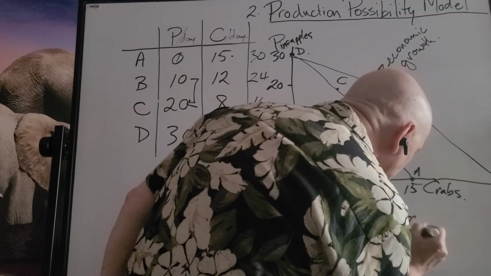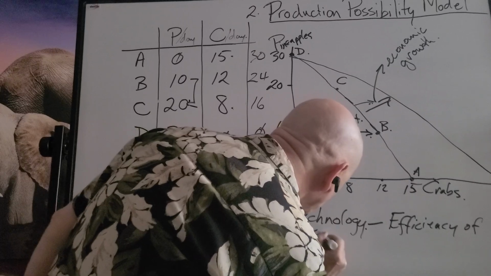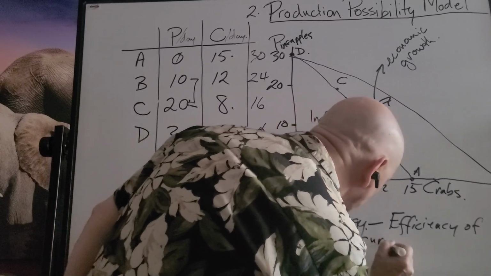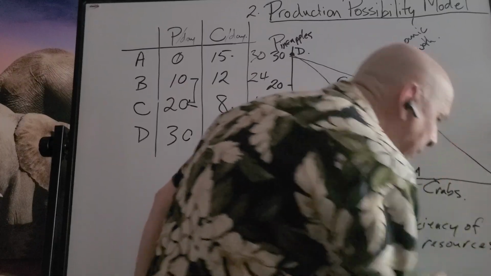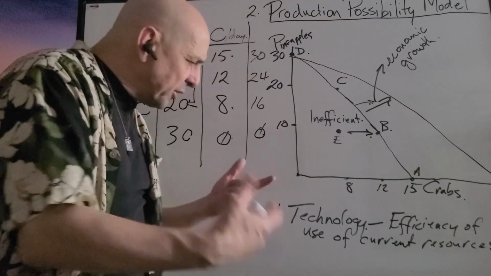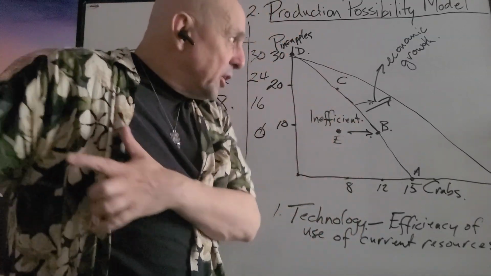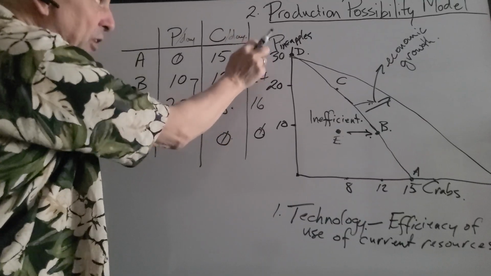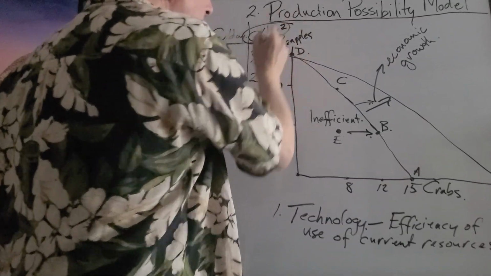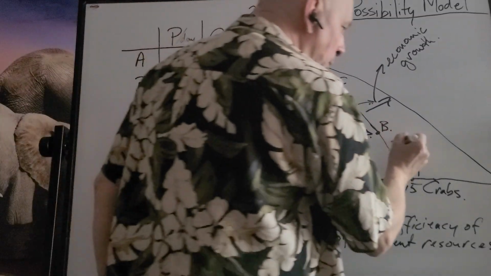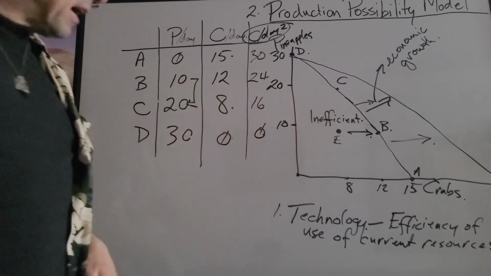Efficiency of use of current resources. Right? This new knowledge and this new process enables me to take my same self and use the same amount of time in order to double up my work. So I'm able to expand my production of crabs by a factor of 2.